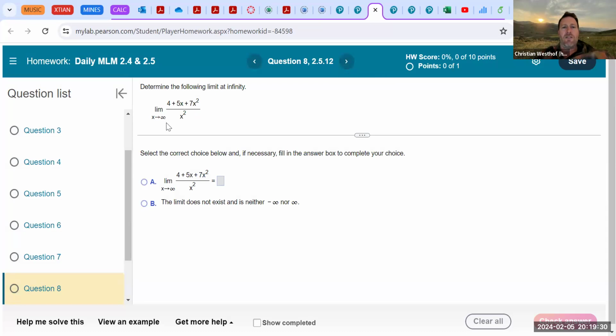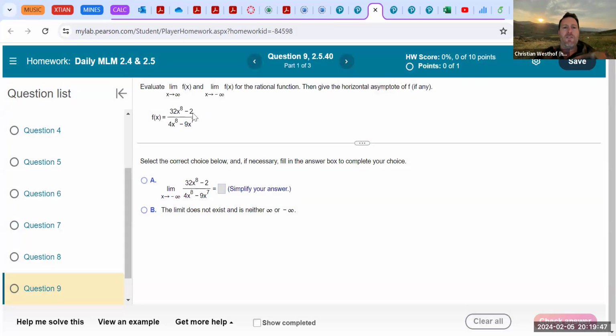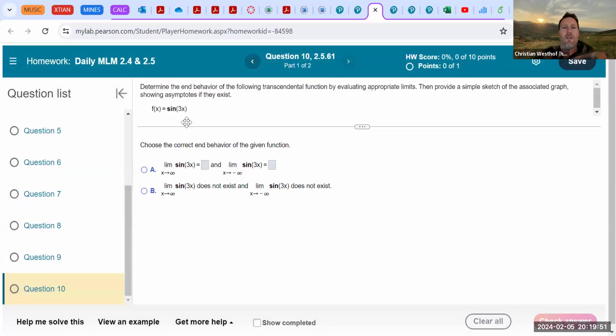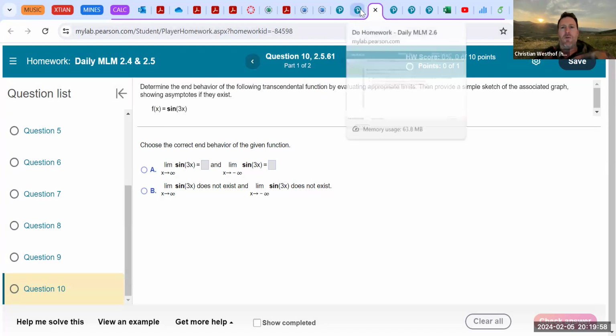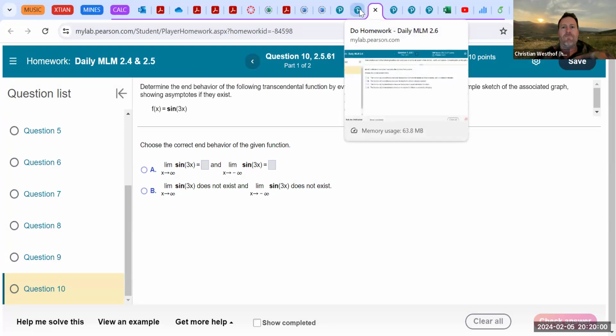We talked about these. So again, going to infinity, degree of the numerator is 2, degree of the denominator is 2, the limit will be 7 over 1, the leading coefficients. You took a limit at infinity, it equaled 7, so y equals 7 is your horizontal asymptote. More of the same, take your limit going to infinity. We did not do any trig function limits. They're not going to show up on your quiz.